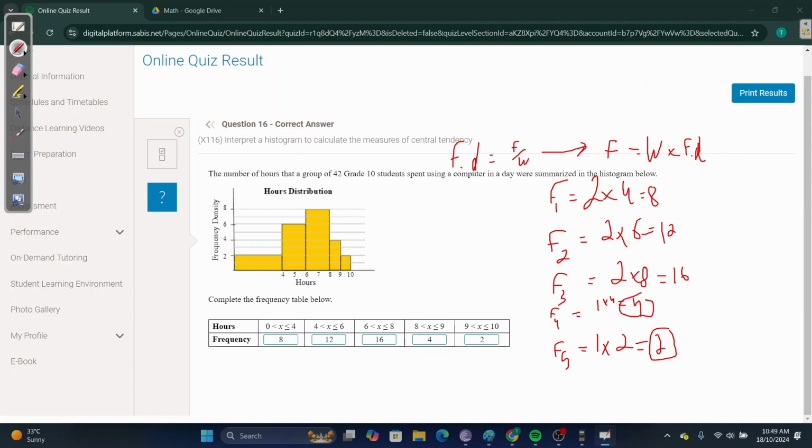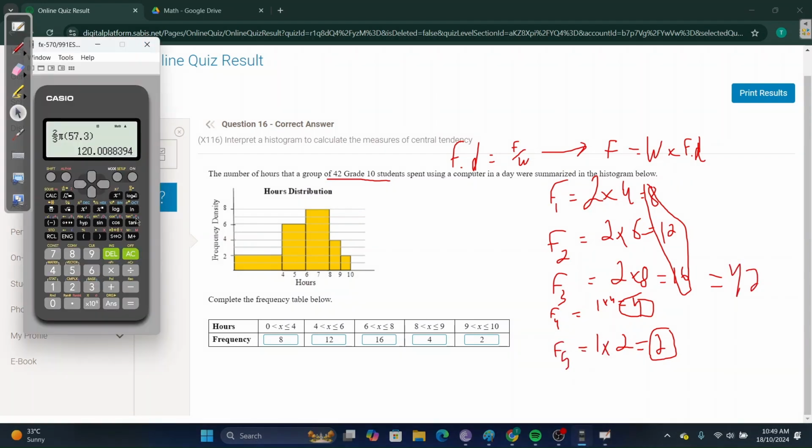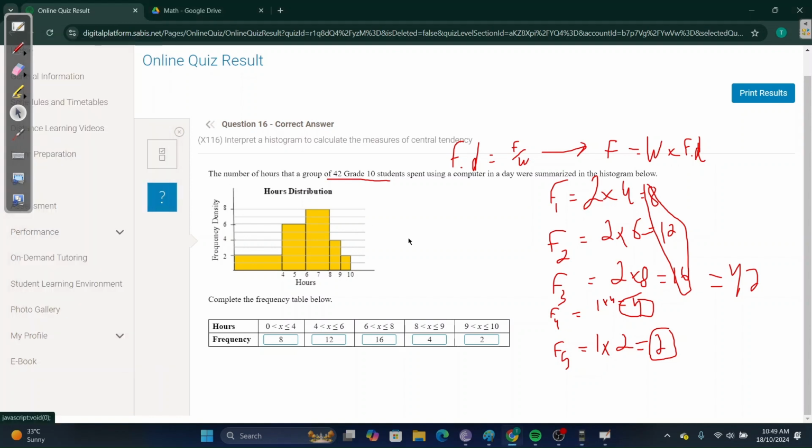Now, just to make sure, you add all of them up on a calculator. They should equal the number of students they gave you. So here they gave you 42 grade 10 students, so the total number has to equal 42. Now, if we add all of them, let's check. 8 plus 12 plus 16 plus 4 plus 2, which is 6, we got 42, and that's correct. So that means our frequencies are correct.